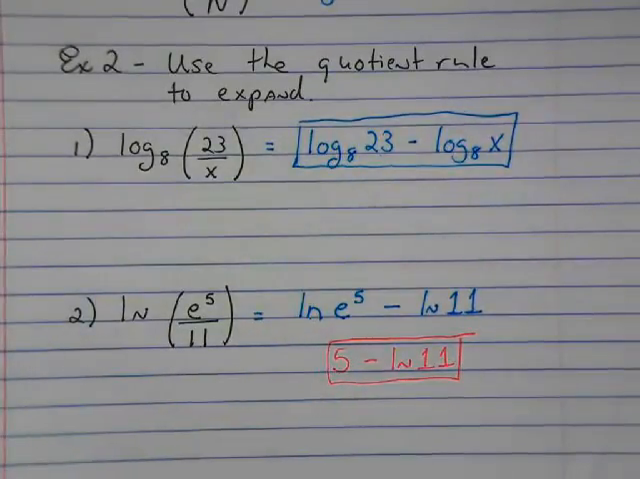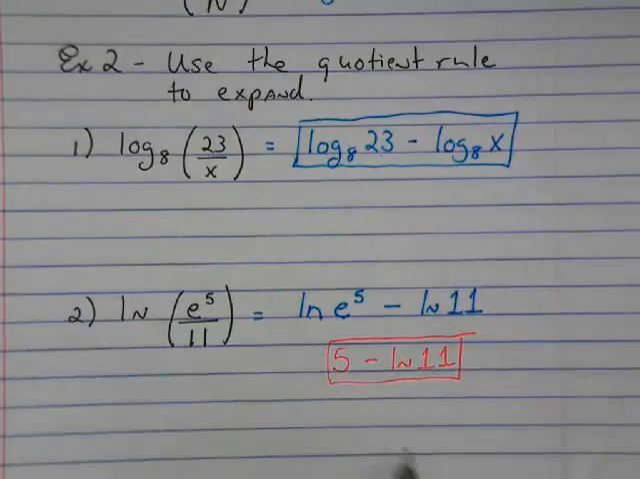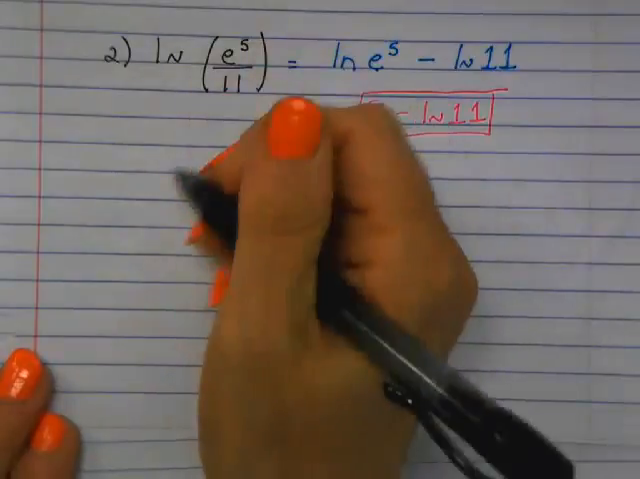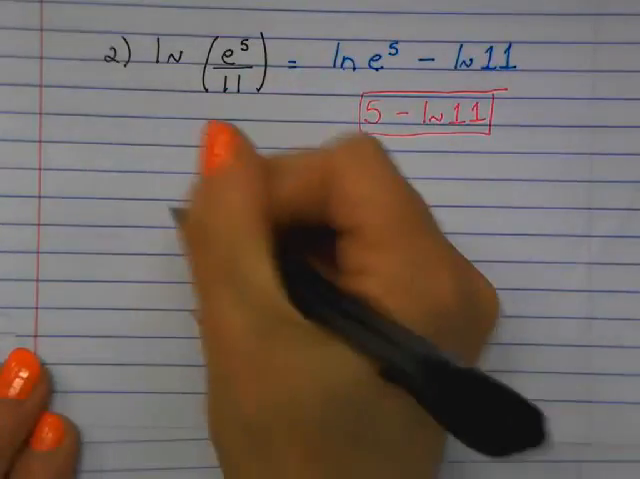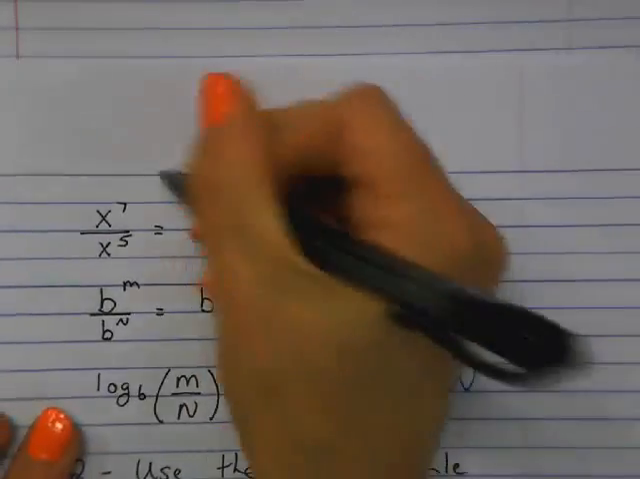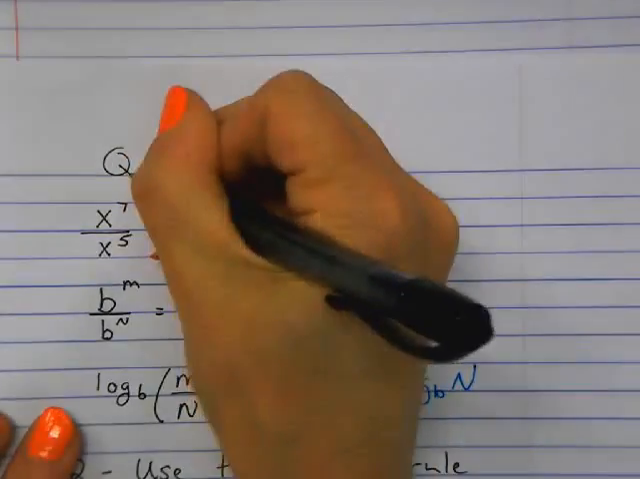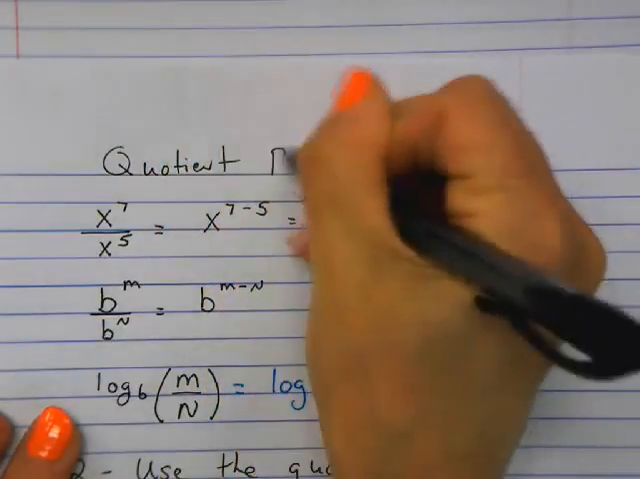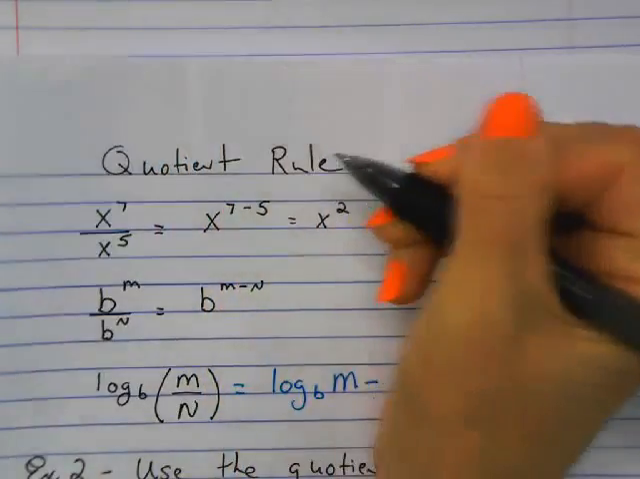Alright, last rule is called the power rule. I'm going to take you all the way back. Oh, let me label that: this is the quotient rule. Go back up to your notes and put this as quotient. Alright, so now I'm going to do the power rule.